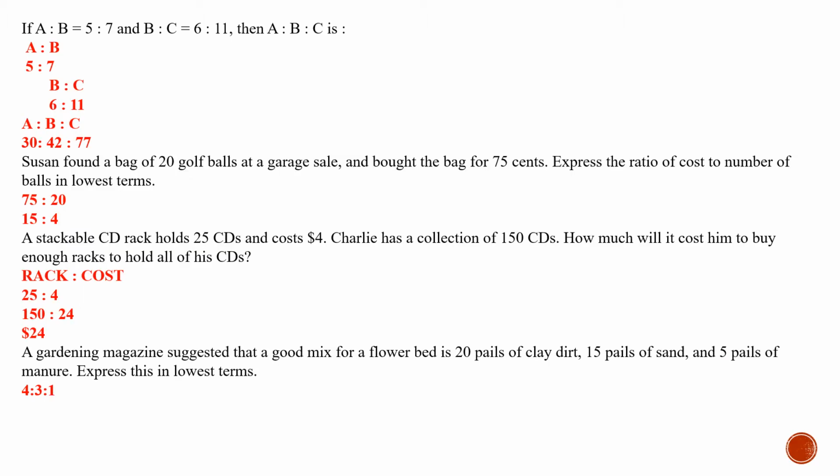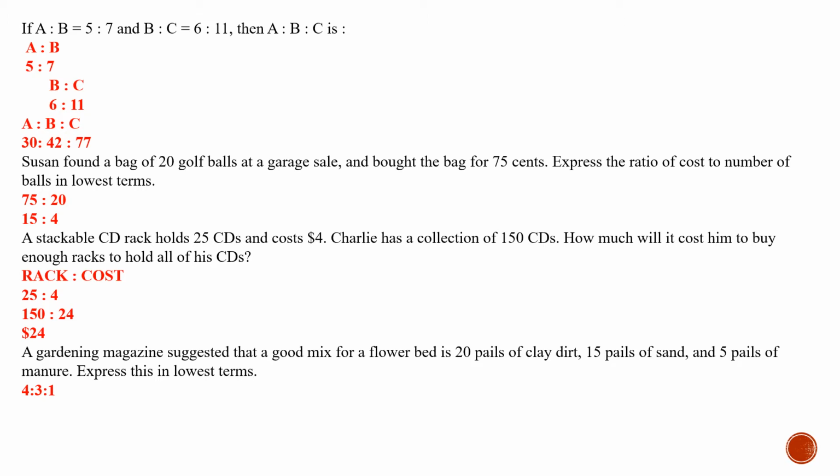They've given you A to B, B to C, and they asked you what is A:B:C. So always try to write it down in columns, with the B column all together, so you can see what's going on. A to B is 5 to 7, B to C is 6 to 11. So the only thing in common now is B. You have 7 and 6, correct? So 7 times 6, that's the only thing you can do.